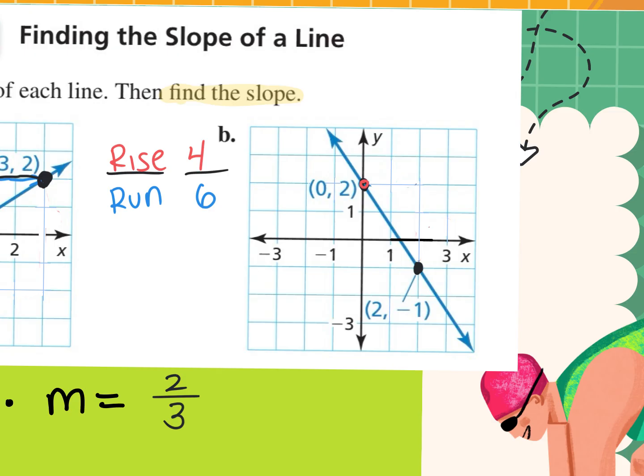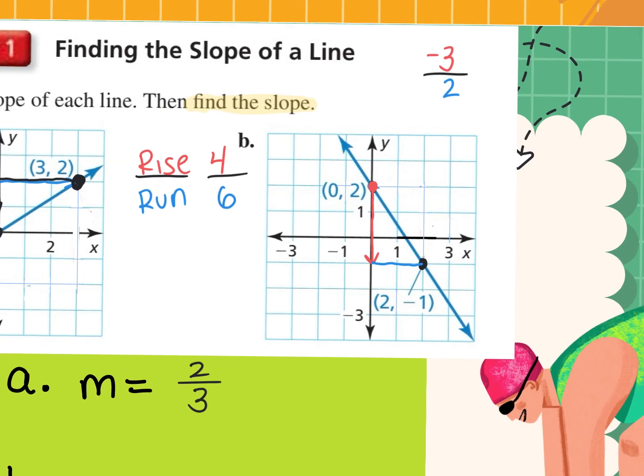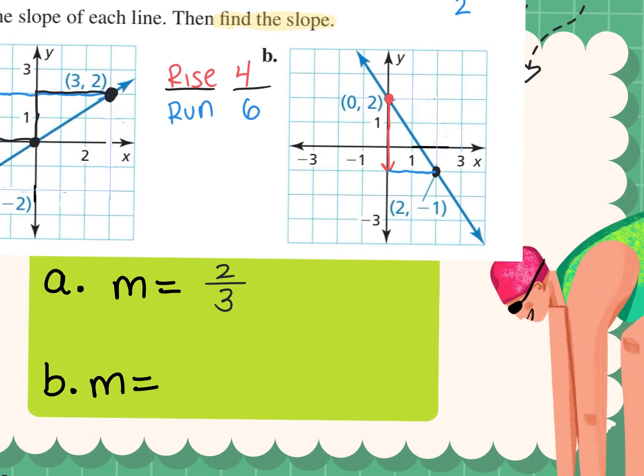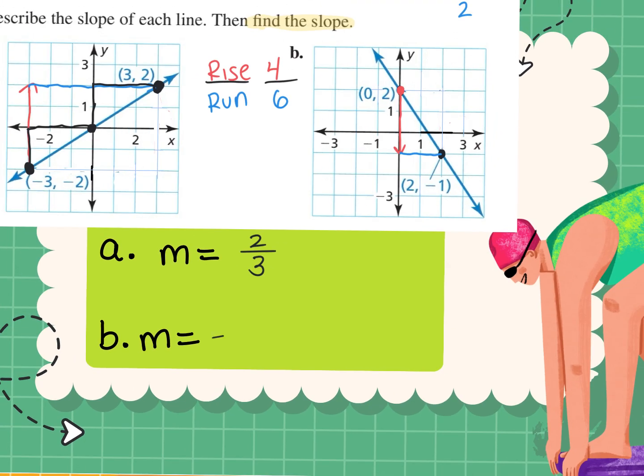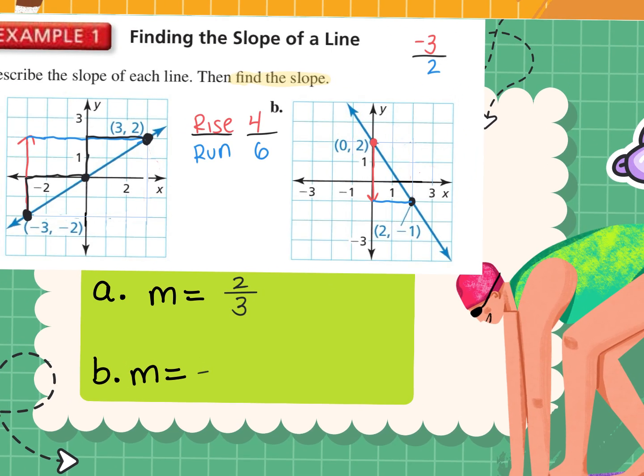If you start with the top one, am I going to start by going over? No. That's the run. I always worry about the rise. I know it sounds weird, but if you start at that top point, how would you have to go to get to that bottom point? Down. 1, 2, 3, right? Which would be negative as the rise. And the run would be to the right 2 boxes, which is positive. A negative divided by a positive is going to be what? A negative, right?